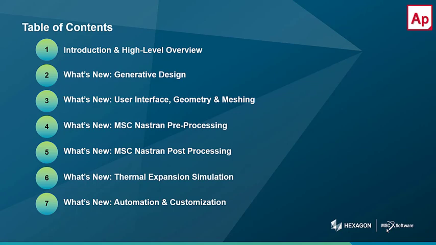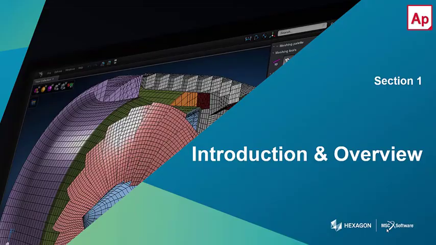Specifically, we broke it up into basically 5 different sections. We're going to talk about the pre-processing stuff, which is user interface, geometry, and meshing. Then we're going to talk specifically about Nastran interoperability, and we split that into 2 sections, focus on pre-processing and post-processing. And then we're going to talk about thermal expansion simulation, which is really our crown jewel for this release, our new simulation technology available in this release. And then we'll finish it up with the automation and customization piece, otherwise known as Python scripting and API.